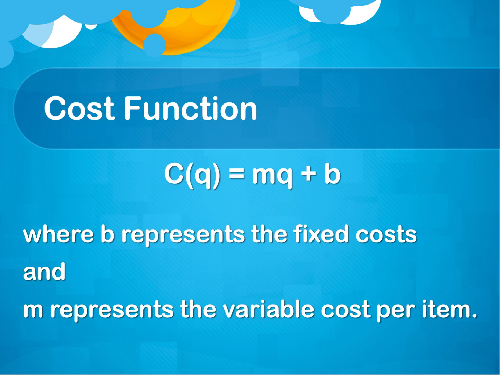So if we consider this, then C of Q is equal to M times Q plus B. So this is kind of our simple linear equation where B represents the intercept, or in this case, the fixed costs, and M, the slope, represents the variable cost per item.